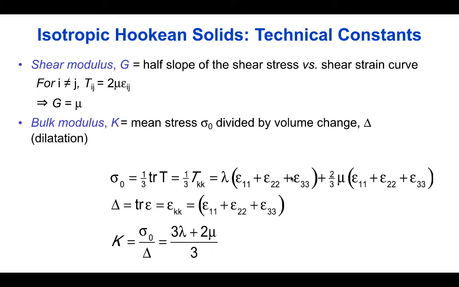So we can therefore collect those terms. And remember that the trace of epsilon ij is also delta, the dilatation. And so therefore we have that sigma naught is equal to (lambda plus 2/3 mu) times delta, the dilatation, or rearranging that, K, the bulk modulus, which is sigma naught over delta, is (3 lambda plus 2 mu) divided by 3.